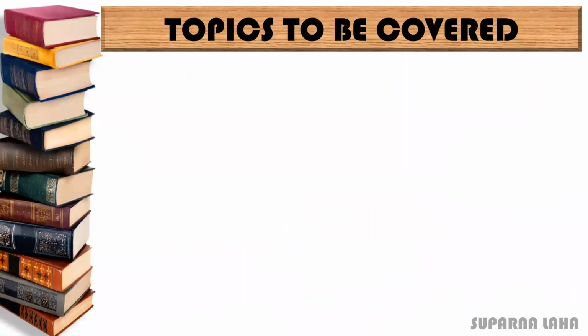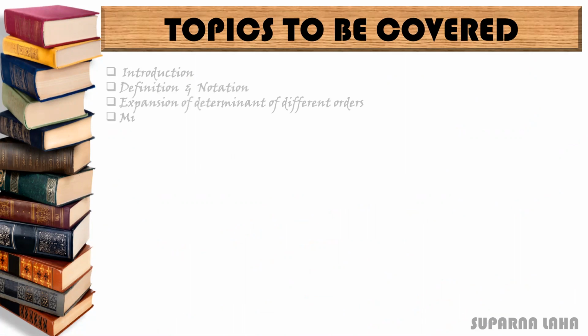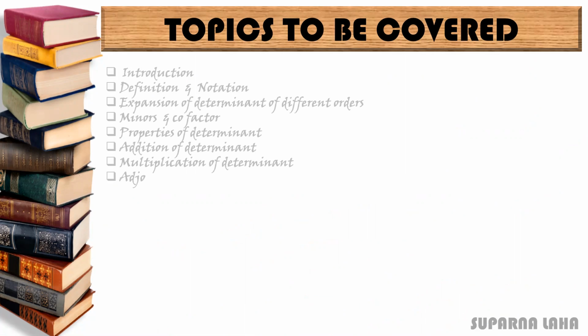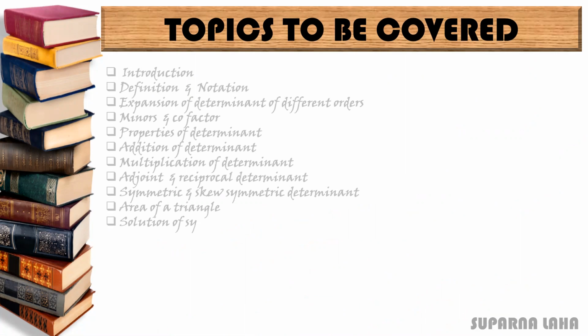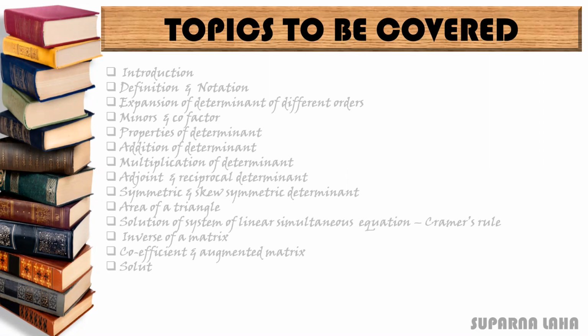So in this chapter, we need to cover these topics: its definition, its notation, expansion of determinant, minors, cofactors, properties of determinant, addition and multiplication of determinant, adjoint and reciprocal determinant, symmetric and skew-symmetric determinant, area of a triangle and solution of system of linear simultaneous equation, inverse of a matrix, coefficient and augmented matrix, solution of a linear simultaneous equation with the help of inverse matrix or matrix method, problems and its solutions.